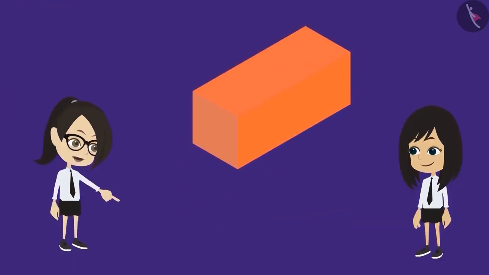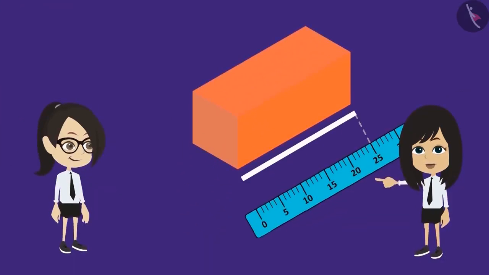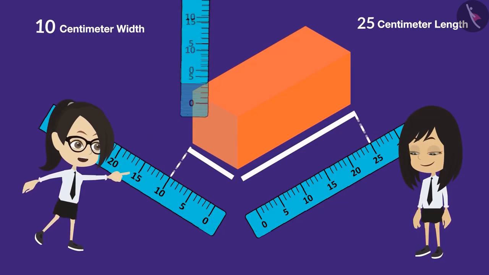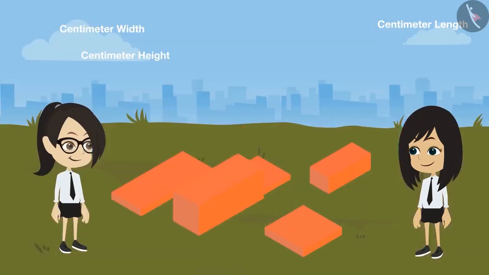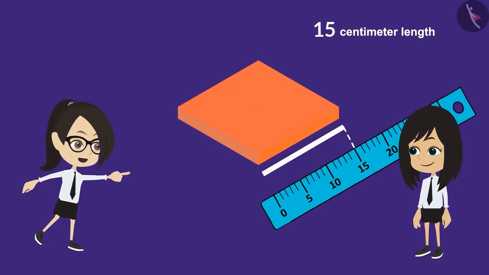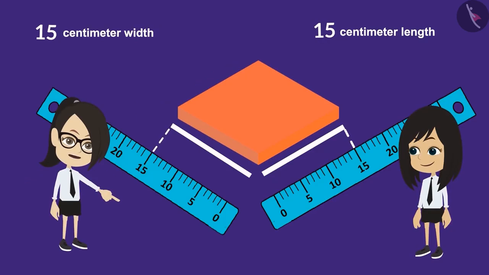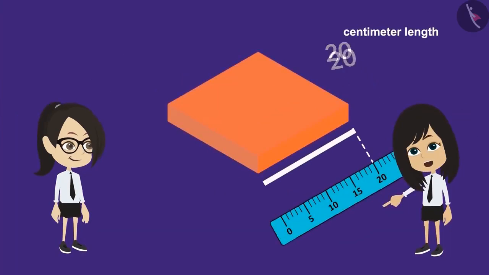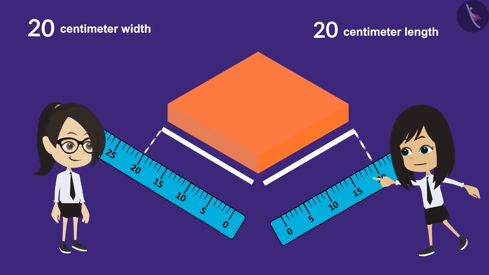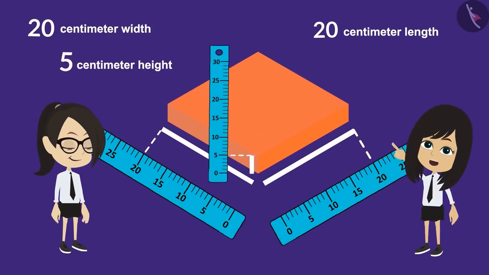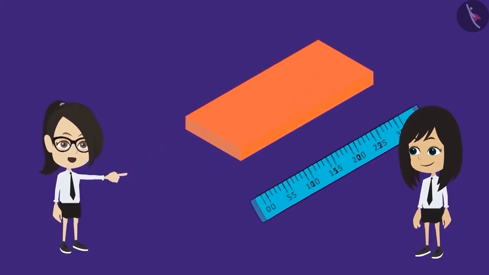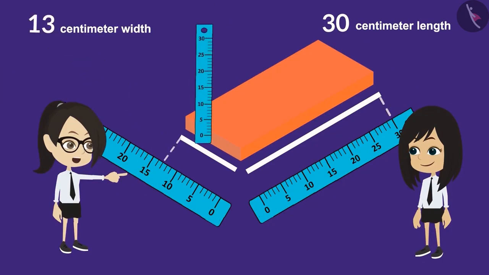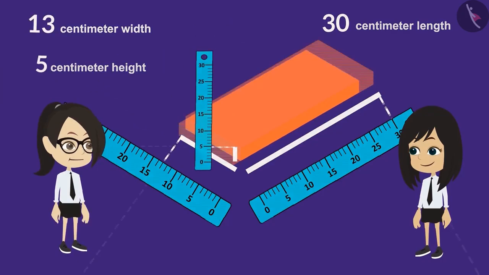Now let's measure this one. The length of this brick is 25 centimeter. The breadth of this brick is 10 centimeter and the height is also 10 centimeter. This brick is 15 centimeter long. Its breadth is also 15 centimeter, which is same as its length, and the height is 5 centimeter. This brick is 20 centimeter long. Its breadth is also 20 centimeter and the height is 5 centimeter. This brick is the longest of all. Its length is 30 centimeter. Its breadth is 13 centimeter and its height is 5 centimeter.